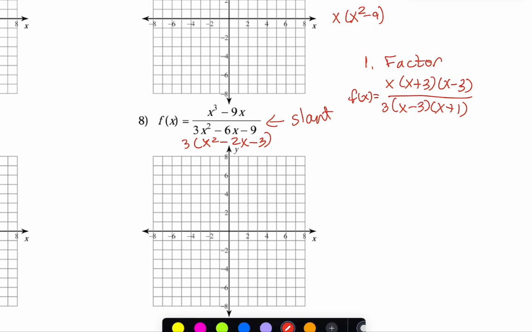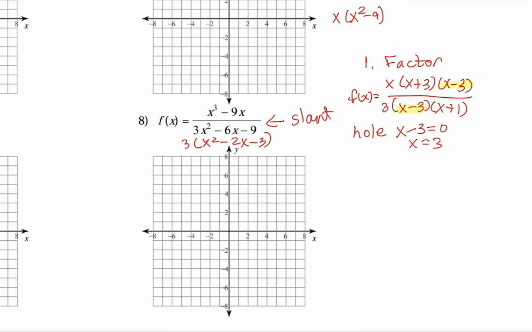So you will notice that the holes occur if there's a matching factor on top and bottom. That's why we factor as our first step. So here, there is a hole at x minus 3 equals 0, or at 3. And then we are going to use the reduced form for the rest of our questions.